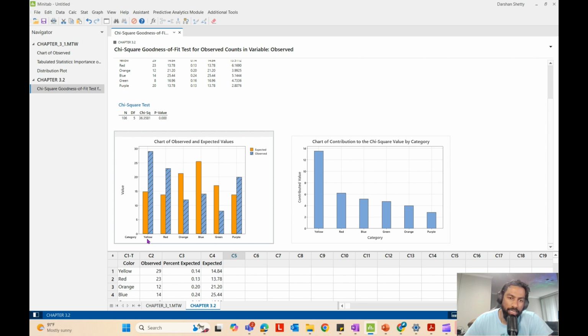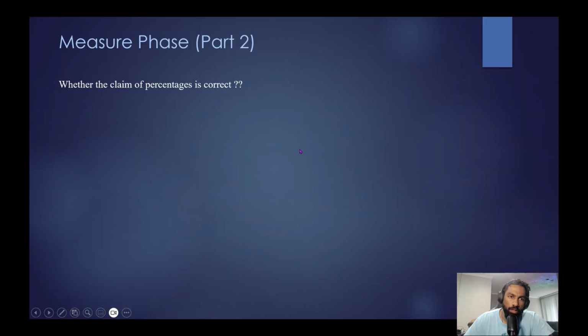So we can see that the yellow candies are way more than expected. Red candies are also more than expected. Orange candies are less than expected. Blue candies are less than expected. Green candies are also less than expected. Purple candies are again more than expected. And this graph again shows that we really need to control the yellow candy distribution first, then the red candy distribution, blue candy distribution, and those are the biggest contributors in the mismatch that has been happening.